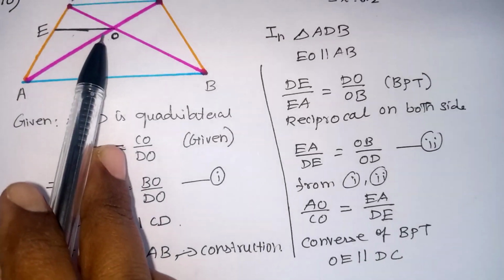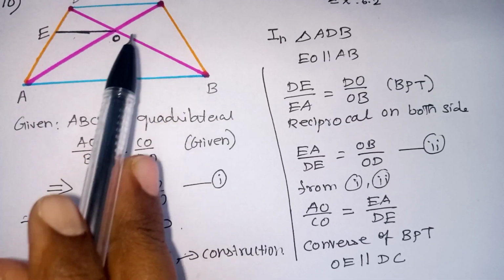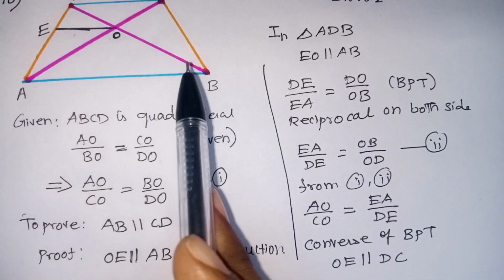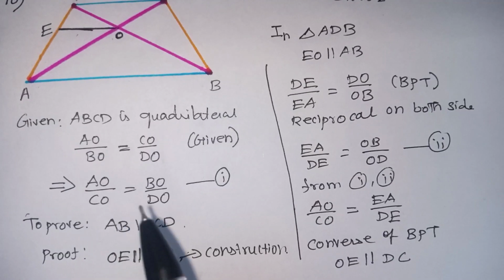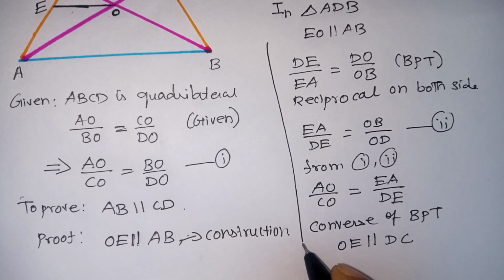So OE is a line already parallel to AB. Now it is parallel to CD also. So what we can say is definitely AB and CD are parallel. So one pair of sides is parallel. We can say that ABCD is a trapezium. That is our proof. Finally we have to write it in this way.